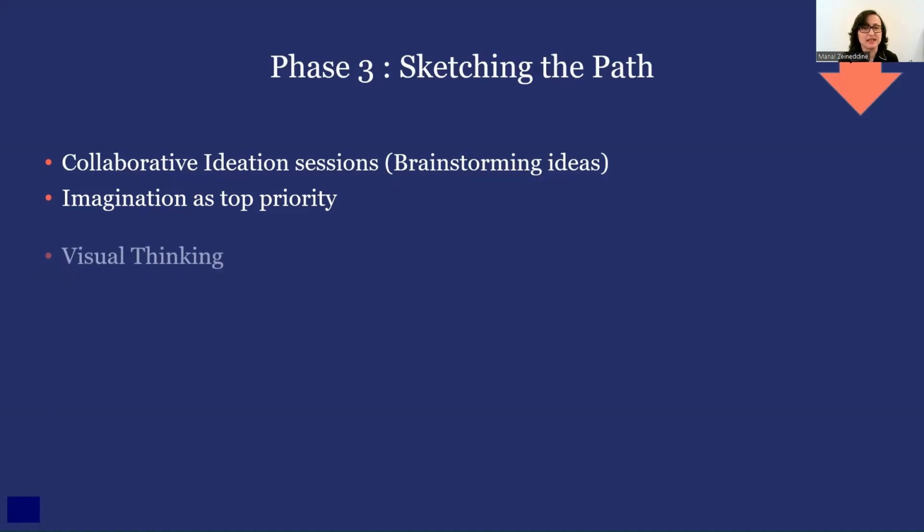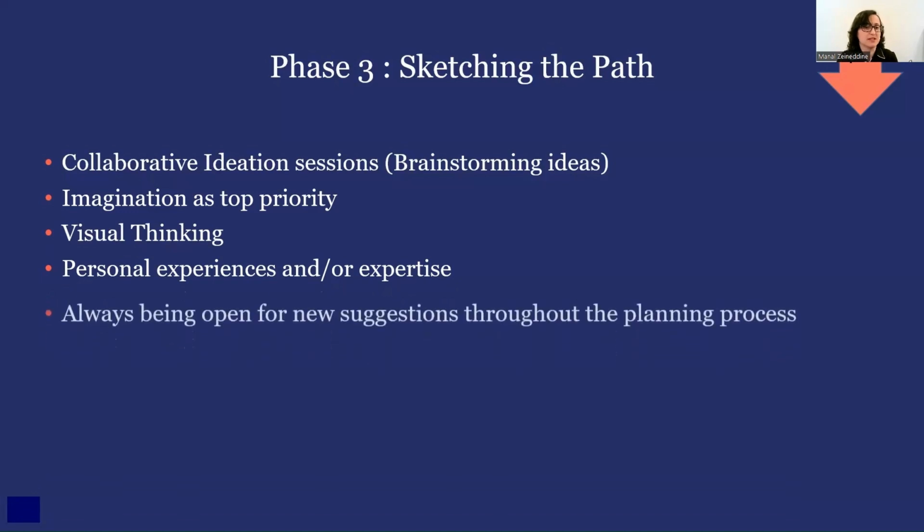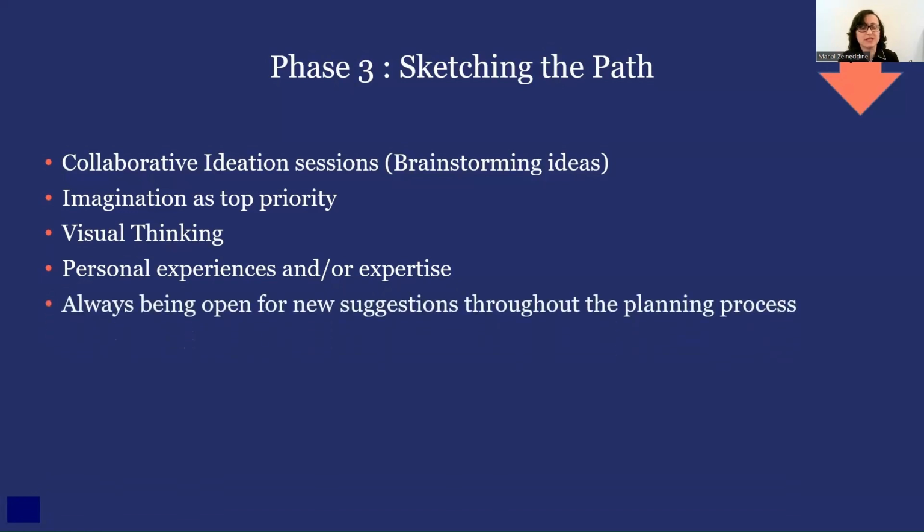And point number 3, visual thinking, trying to sketch or draw our ideas, and we're connecting them. And I usually do this through systems thinking, and it's very, very helpful. And personal experiences and or expertise, obviously, because we always need feedback loops. And we're always being open for new suggestions throughout the planning process. And when we say new suggestions, we mean that we have to think of new solutions, of new ideas.